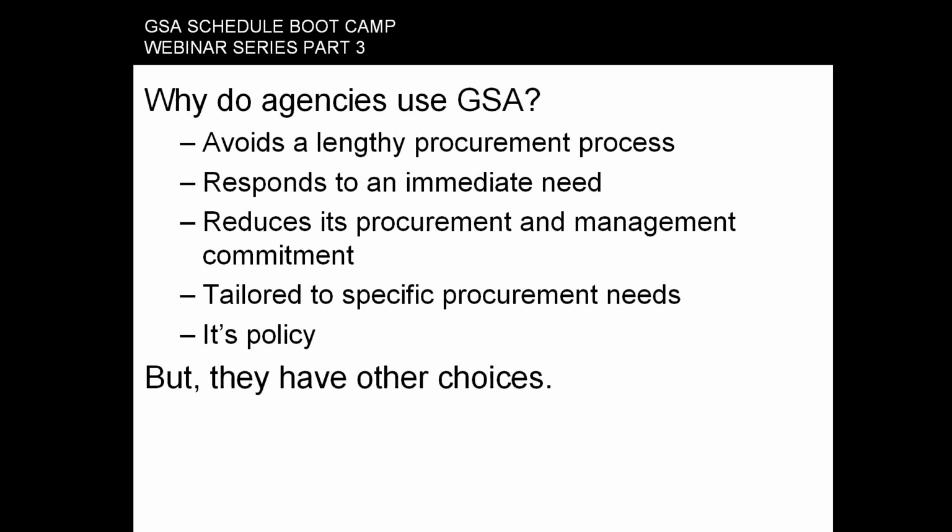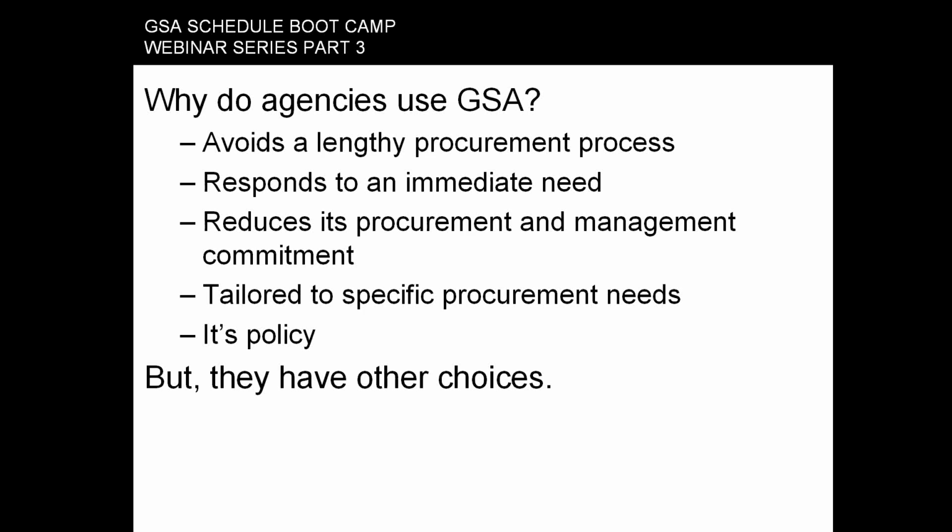It may respond to an immediate need. It's much quicker, so an immediate need can be addressed. An agency other than GSA may turn to a GSA schedule so they don't have to manage the procurement process. And those schedules, and there are many of them, are tailored to specific types of procurement needs, full life cycle costs, different parts of the life cycle. So they're already pre-configured to meet certain needs, and if that agency's need lines up with that contract vehicle, then it's very simple to use. Or it may just be the policy of the agency to turn to certain GSA schedules. But they do have other choices.